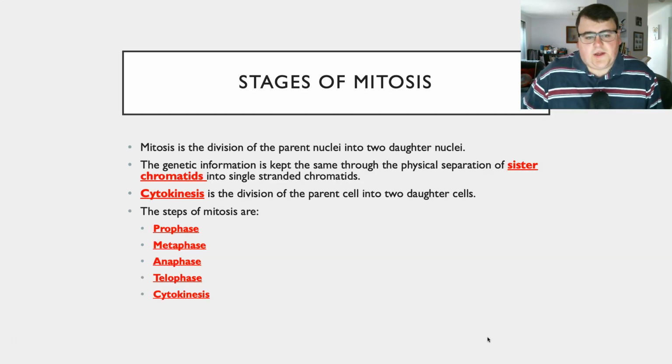The mitosis that we're going to talk about occurs in 2 different stages, mitosis and cytokinesis. Both of those have their own functions. Mitosis itself is the division of the parent nucleus into 2 daughter nuclei, while cytokinesis is the division of the parent cell into 2 daughter cells. The genetic information in the daughter cells is kept exactly the same through physical separation of the sister chromatids into single-stranded chromatids, which we'll talk about a little bit more in the coming slides. The steps of mitosis: prophase, metaphase, anaphase, telophase, cytokinesis. Let's start talking about those.